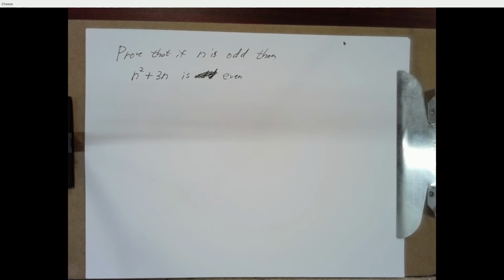You can't assume that, if that's what you're trying to show. We can assume the hypothesis we're trying to show: if P then Q. So you can assume P, but you can't assume Q, because you're trying to prove that. All right, so n equals 2k plus 1. That's the definition of n being odd. And then n squared plus 3n equals 2j. So what's the reason for that?